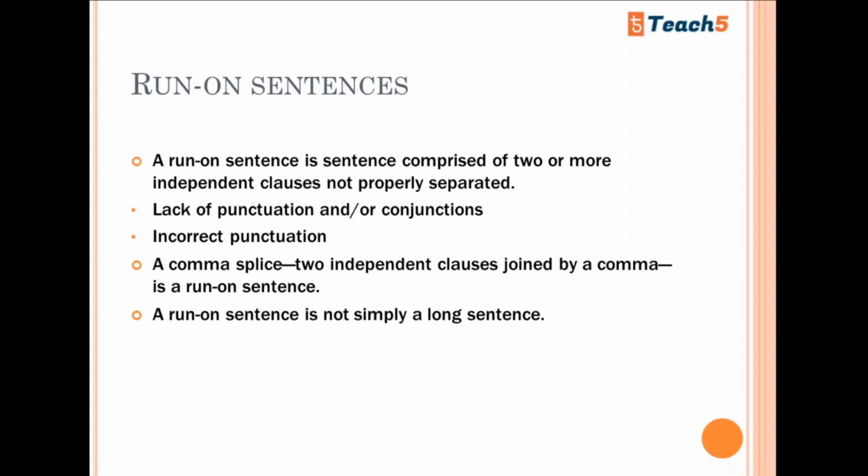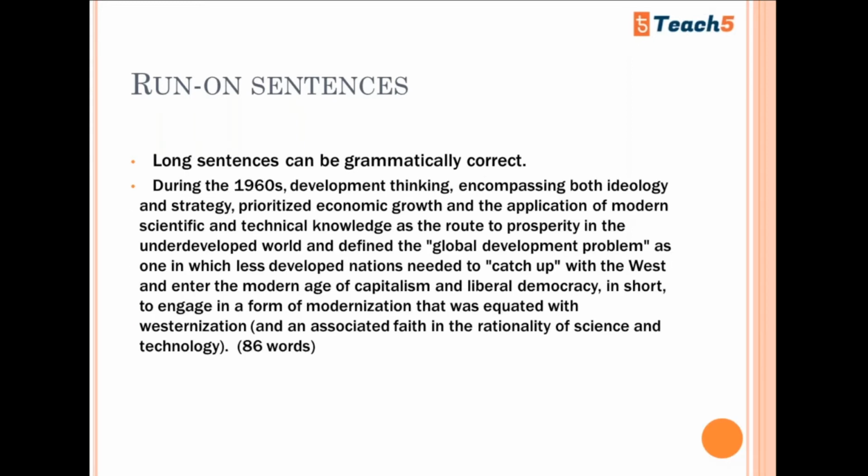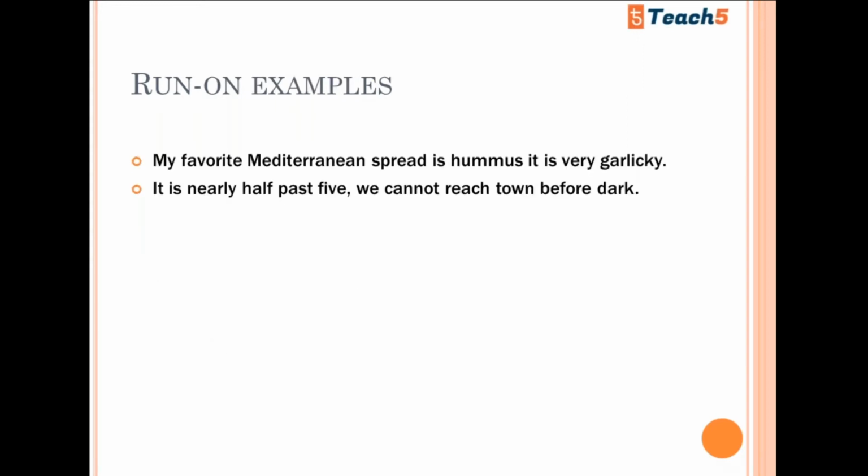A run-on sentence is not simply a long sentence. A long sentence can be grammatically correct, but it is wrong if it is not understandable. It requires placing a comma meaningfully between the clauses to make it understandable. Look at these examples so you understand more clearly what a run-on sentence is. Run-on examples: My favorite Mediterranean spread is hummus it is very garlicky. It is nearly 5:30 we cannot reach town before dark.